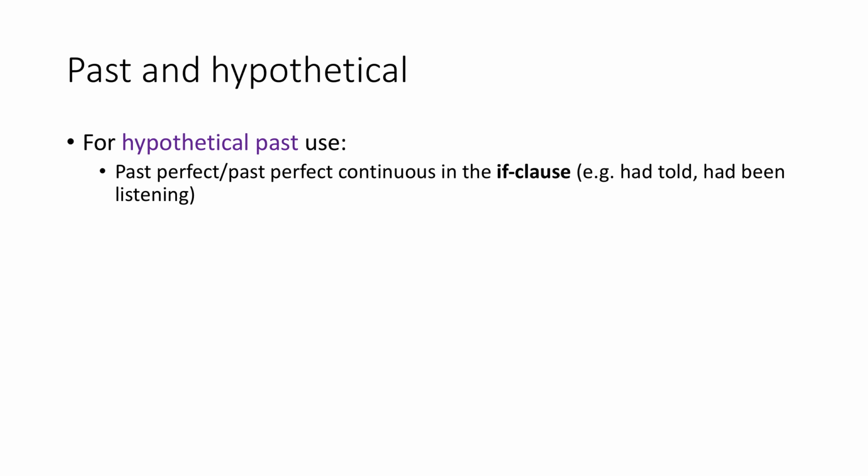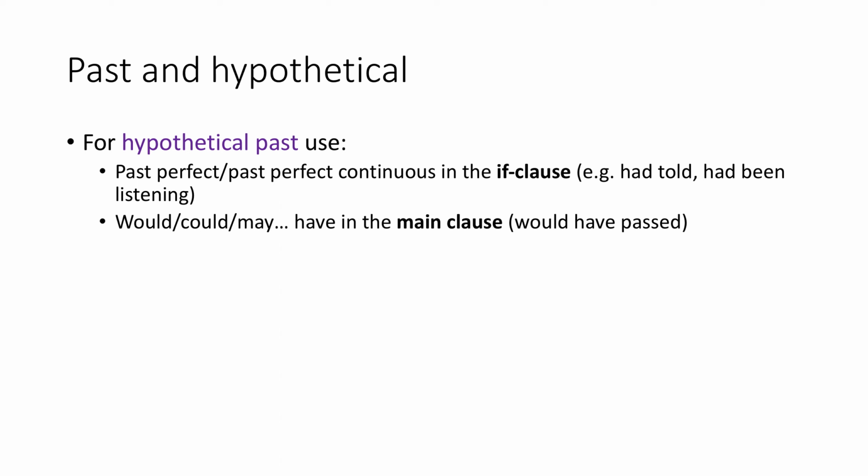So let's focus on the first combination, past and hypothetical. For hypothetical past, use past perfect or past perfect continuous in the if clause, and would, could, or may with have plus the past participle form of the verb in the main clause, like would have passed.